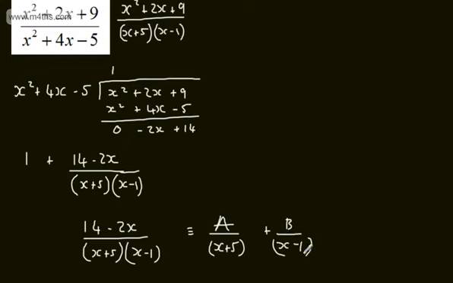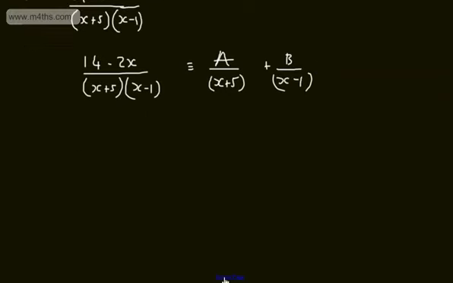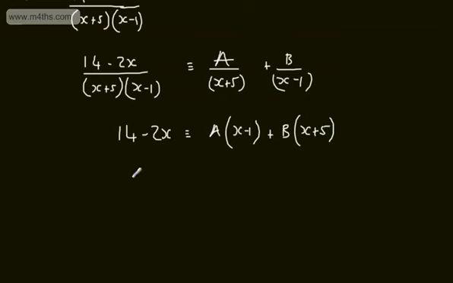So let's go ahead and multiply through. On the left hand side, we're going to have 14 minus 2x. And then on the right hand side, we're going to have a, the x plus 5s cancel, (x minus 1), and then plus b, the x minus 1s cancel, (x plus 5). At this stage, I can either sub in or I can equate coefficients. It's entirely up to me. I'm going to equate coefficients, but you're welcome to try 1 and minus 5 for x and then just go ahead and solve.